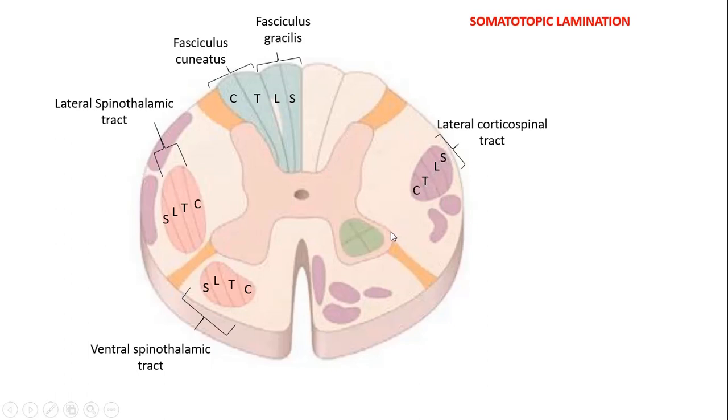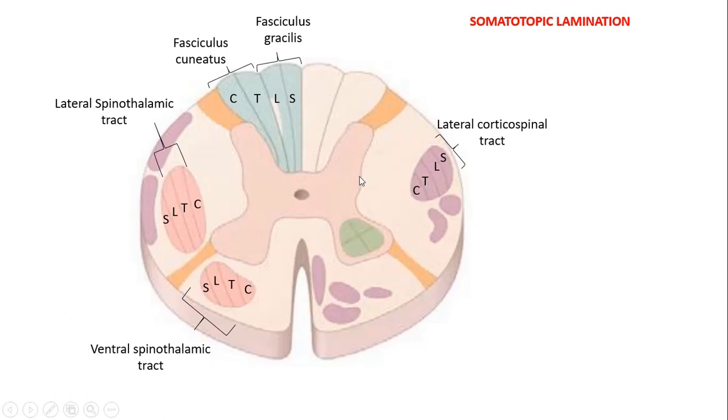So how to remember this? There's a simple way. In all of the tracts, the cervical segments will be represented medially, but in the dorsal column tracts, the cervical segments are represented laterally. Similarly, the sacral segments will be represented laterally in all of the tracts except for the dorsal column tracts, where sacral segments are represented medially. So this is a simple way to remember.